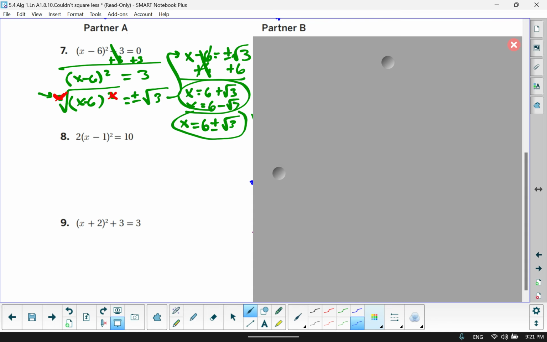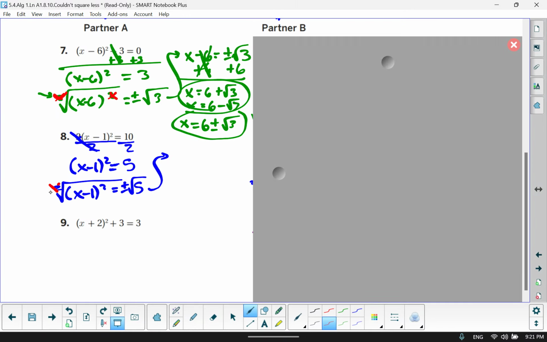Onward to part 8, where we got to get rid of that times 2. So let's go ahead and divide by 2 on both sides, leaving us with the square of x minus 1 is equaling 5. Now we appear to be in business. To get rid of a square power, we're going to take the square root, as long as we do the same to both sides. A square power and a square root are inverse operations. They cancel out, leaving us with x minus 1 equals either the positive or its opposite of the square root of 5. Unfortunately, square root of 5 is not rational, so I'm just going to leave it as is.